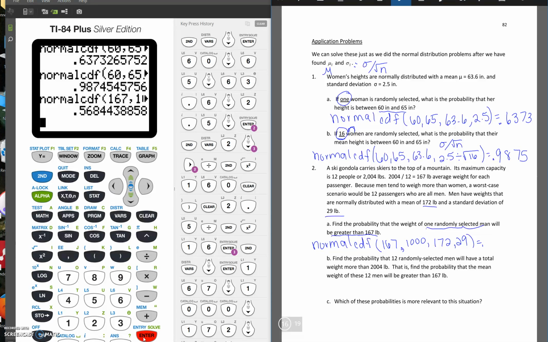So here our probability is 0.5684. So there's almost a 57% chance, 56.84% chance, that any one man would be bigger than 167 pounds.